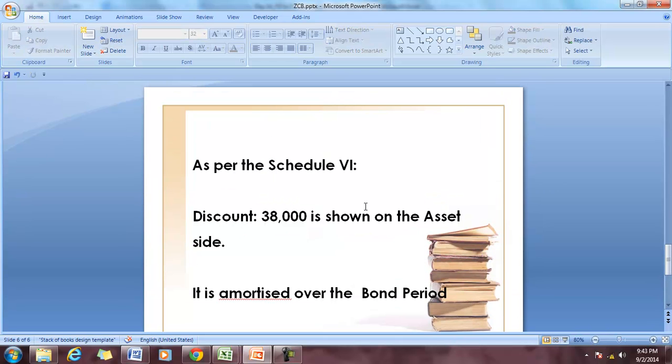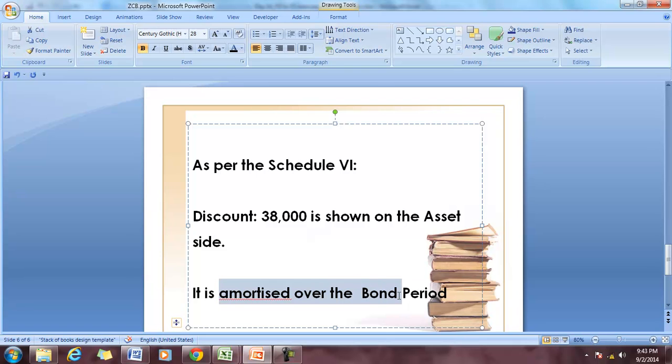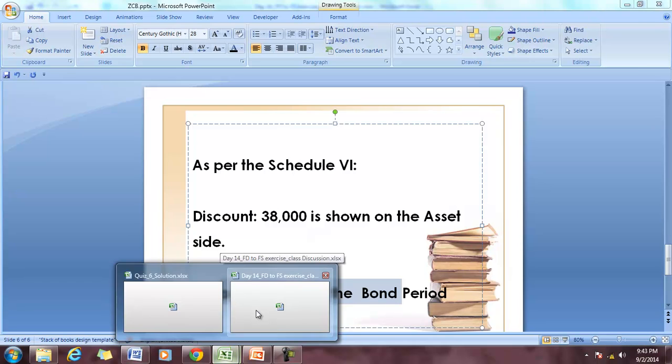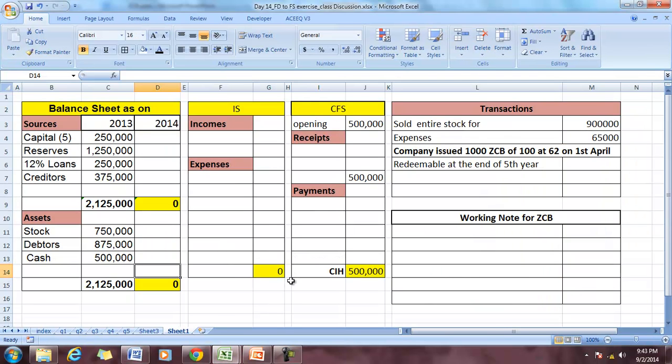According to Schedule 6 of the Companies Act, the discount of 38,000 is shown on the asset side and it has to be amortized over the bond period. Let us take an example and see the financial statements. Suppose the opening balance sheet is given and some transactions are given. Our focus is on this issue of zero coupon bonds. So let us complete the working note for the zero coupon bond.